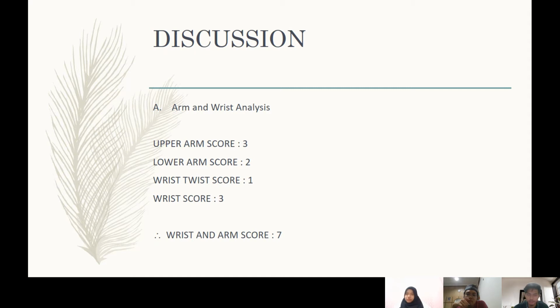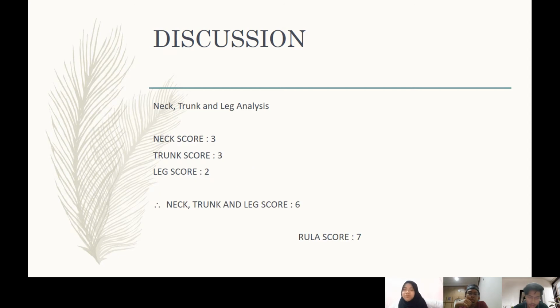For discussion. So this is a summary from the RULER table. We have simplified the data so it will be easy for us to read the score. This is for section A, arm and wrist analysis. We get an upper arm score of 3 and so on. Next is the neck, trunk and leg analysis. As you can see, we have also summarized it.